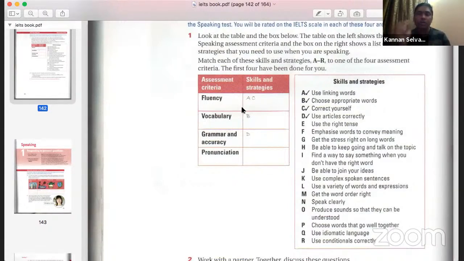Hope you're getting it. So what kind of vocabularies are supposed to be used? Subject related vocabularies. Having said this, next one, grammar and accuracy. What kind of grammar is supposed to be used? What is grammar and what is the accuracy part? When you are using grammar, are you using the proper tenses? If the question is asked in past tense, you are supposed to answer in past tense. If the question is talking about the future tense, you are supposed to answer in future tense.